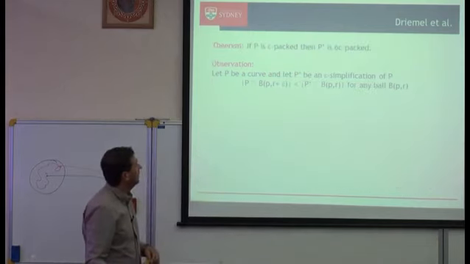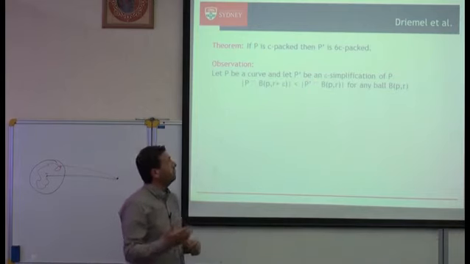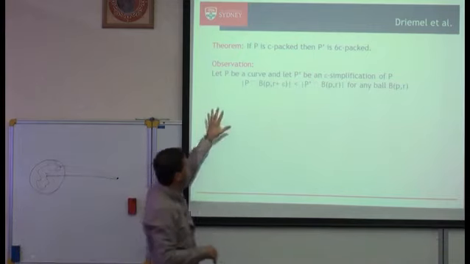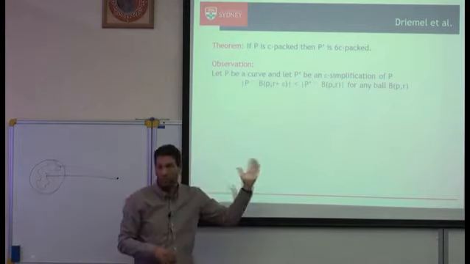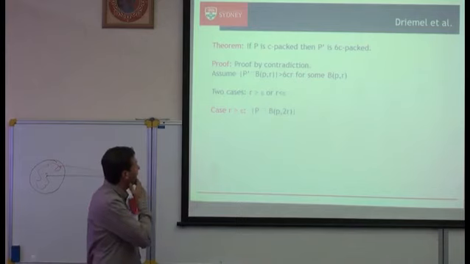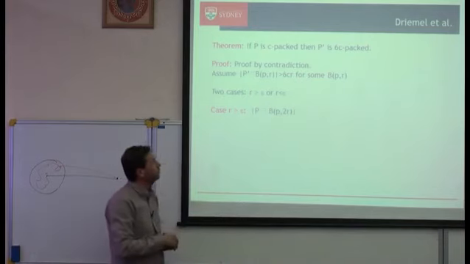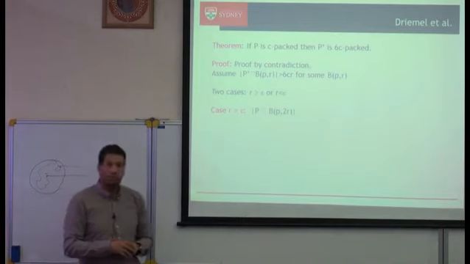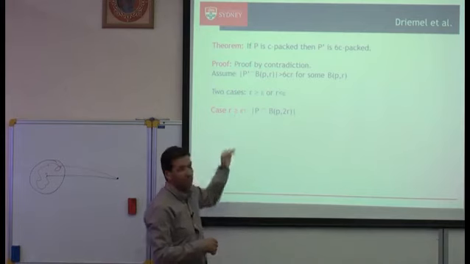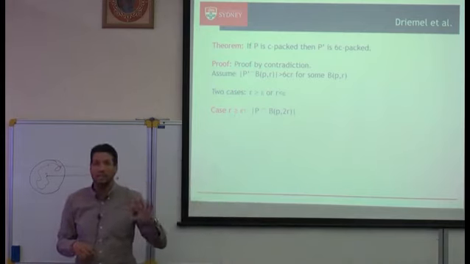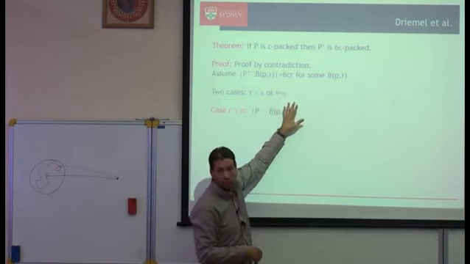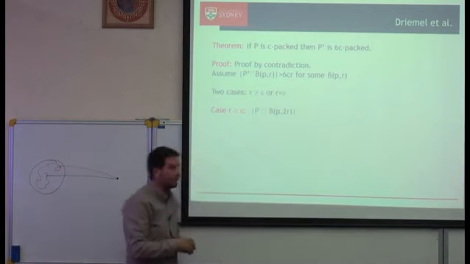Good. So now get back to the original problem. If P is C-packed, then I want to prove that the simplification is 6C-packed. And I have this observation, and I still have the wrong inequality. But okay, I'm going to do the proof by contradiction. So I'm going to assume that there exists some ball such that when I do the simplification, the amount of the simplification inside that ball is bigger than 6CR. If I can prove this, then of course it's not 6C-packed.